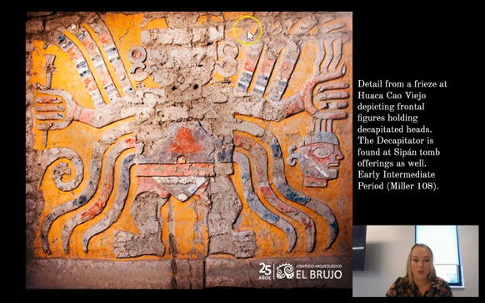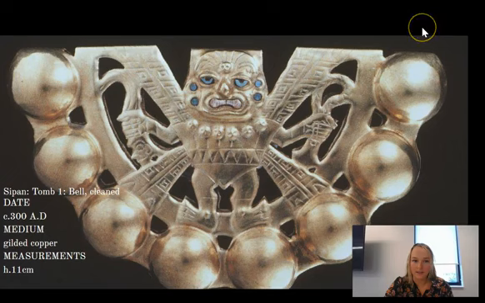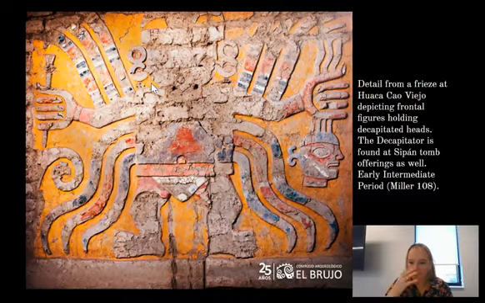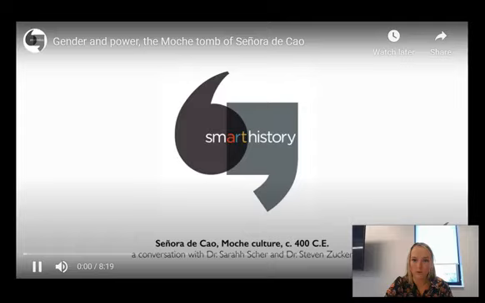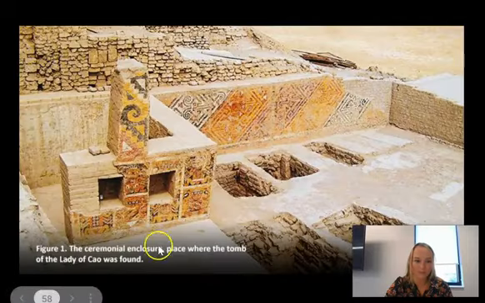We also have images of the so-called decapitator god at Huaca Cao Viejo, also presumed to be Ai Apaec. And again, this is a reference from Sipán of probably the same character being depicted in these two different works of art. And Smarthistory has a really good video about the Señora de Cao, so I'm attaching this to Canvas. That will go into a little bit more detail on her burial.